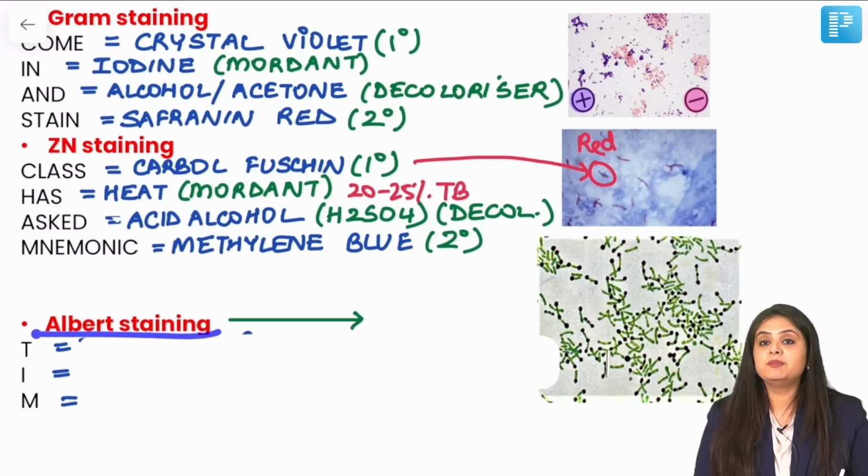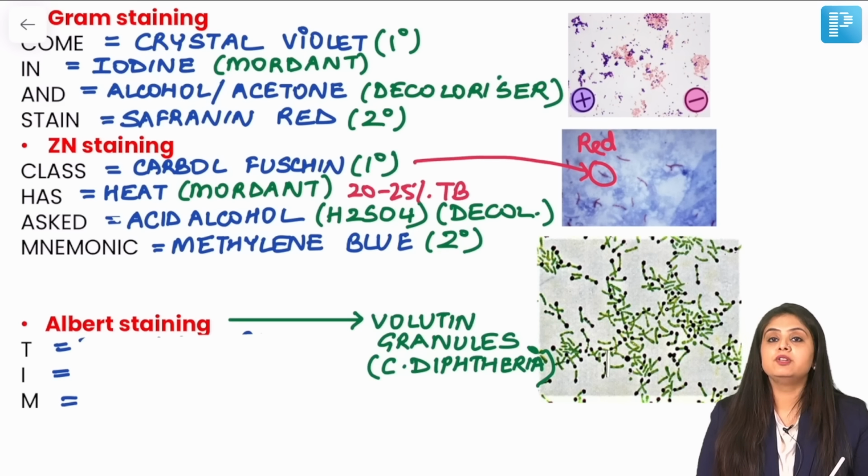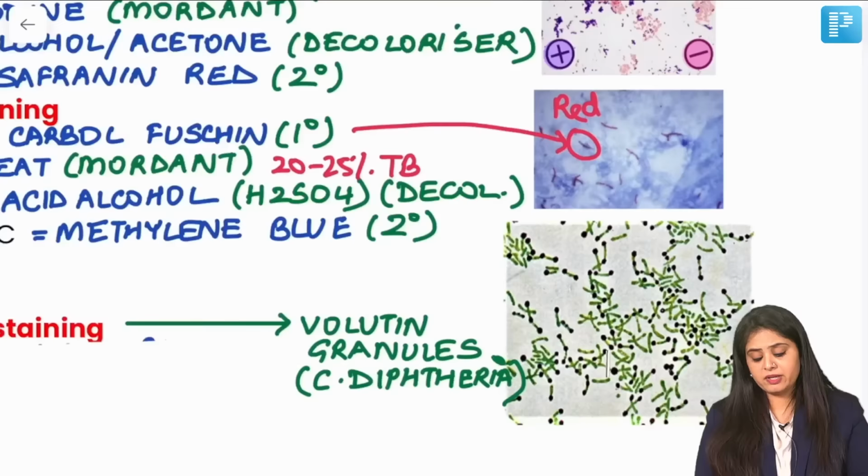The last one is Albert stain. What is it used for? It is used for the volutin granules of Corynebacterium diphtheriae, and it comprises of three things. Now if you forget the full forms, just look at the colors over here.